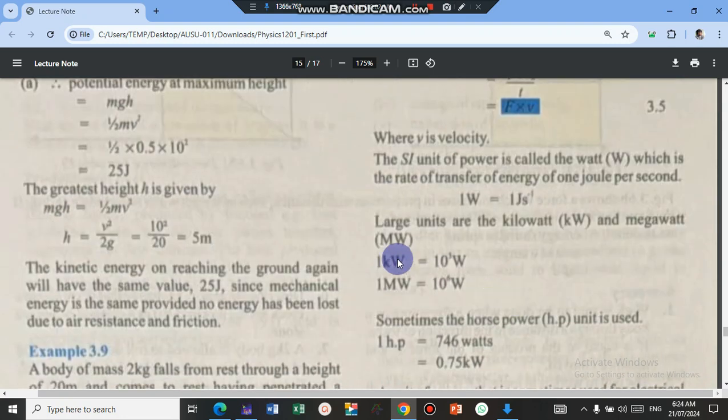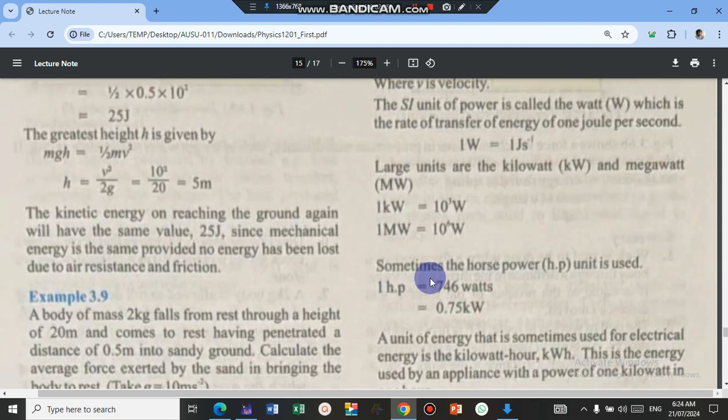But we have larger units of power such as kilowatt and megawatt. 1 kilowatt is 1000 watts and 1 megawatt is 1 million watts. In the industry, they also have another unit of power they call horsepower. 1 horsepower is 746 watts, and when you divide this by 1000, it will be 0.746, approximated to 0.75 kilowatt.